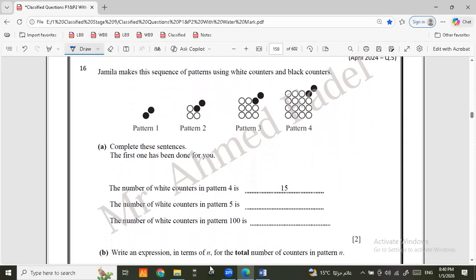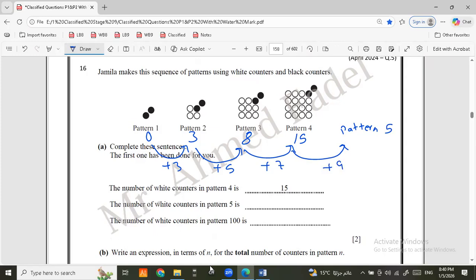Let's draw over here. Here I had 0 white counters, then 3. Then over here we had 8. Then over here this is 4, then 8, 12, 15. So what is going to be next in pattern 5? I added 3 here, we added 5 here, then we added 7. So in pattern 5, what are we going to add? Add 9. So 15 will become 24.